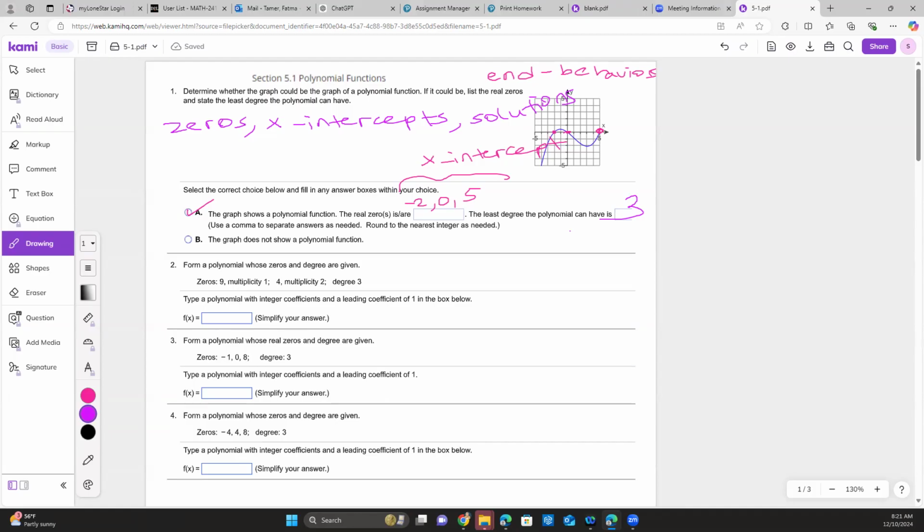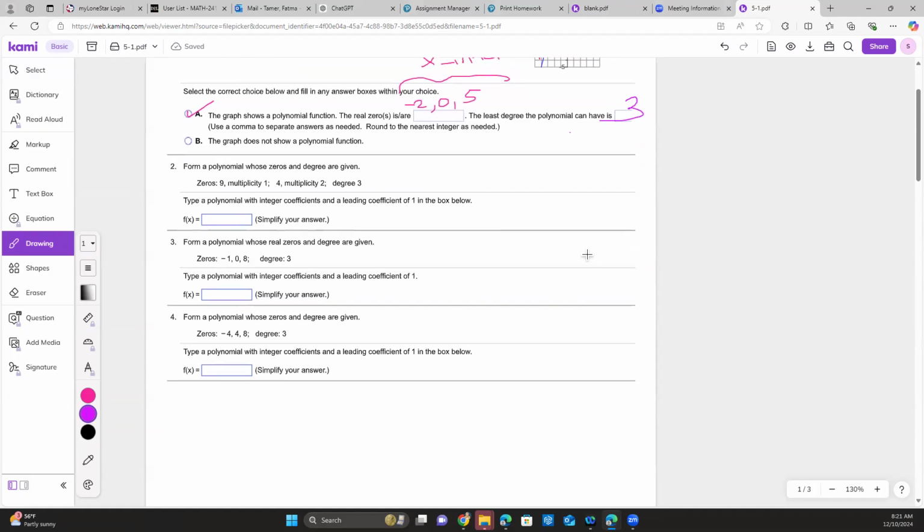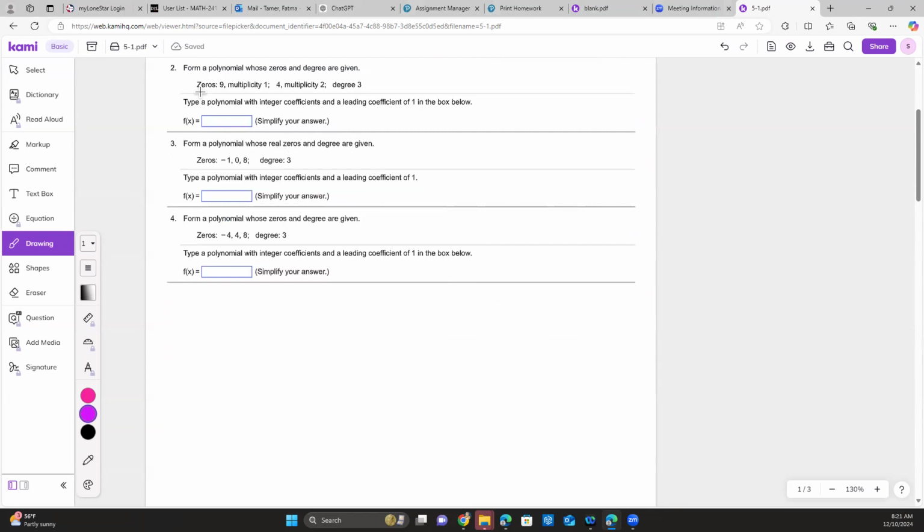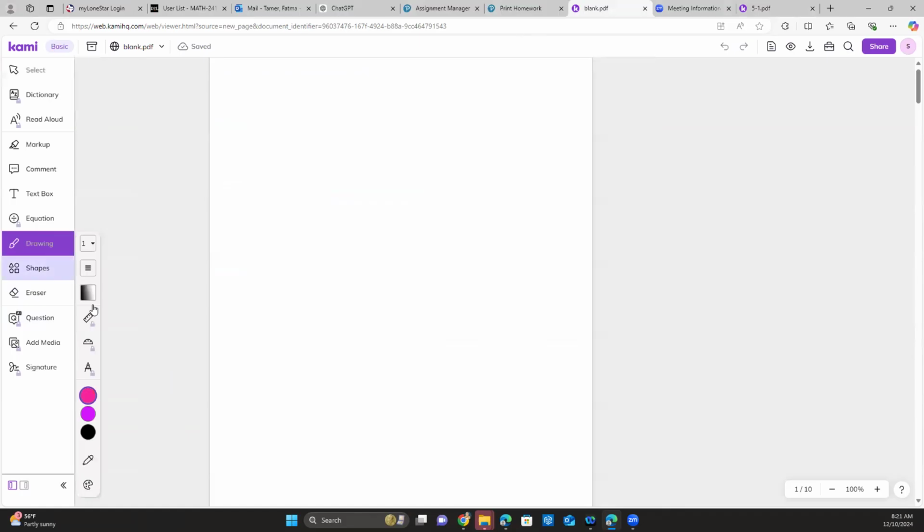Now for question 2, it says we have this polynomial function and it has the zero 9 and its multiplicity is 1. There's another zero, 4, its multiplicity is 2. The degree of the polynomial is 3. We're going to type a polynomial function with integer coefficients and leading coefficient 1 in the box below. Before we answer this question, we want to have some general understanding about the zeros and the multiplicities.